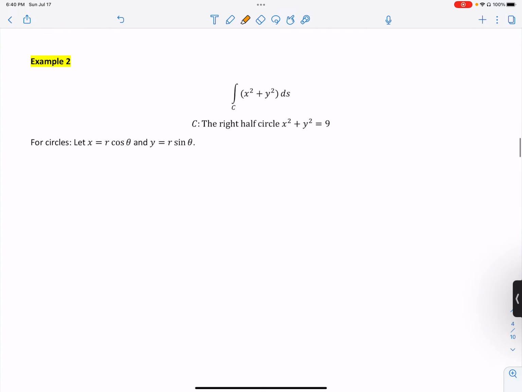All right, same setup. We're going to want to start drawing pictures. We're going to have pictures of our XY plane, so that's a circle. And this is the right half of the circle of radius 3. So we have that curve, and it says the right half of that. And then they give us, let x equal r cosine theta, so we can actually write these down.